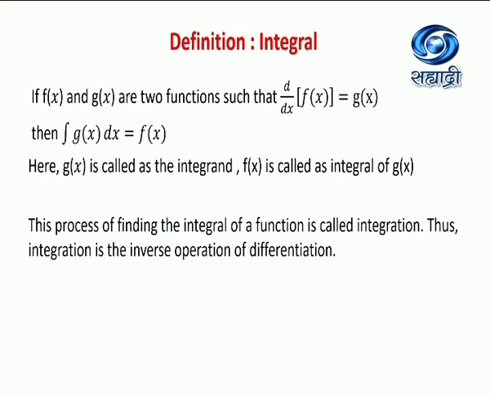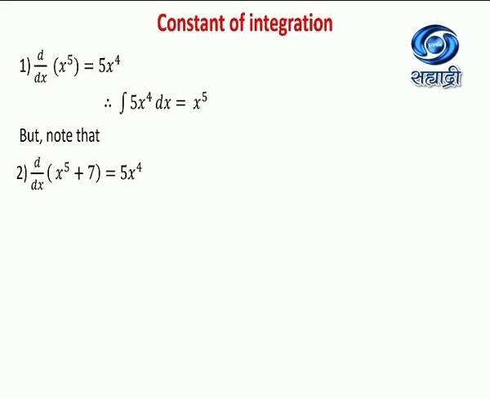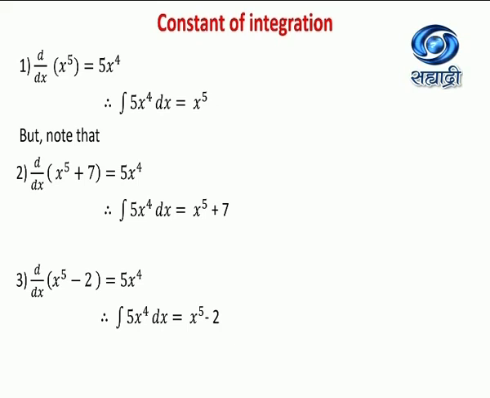The notation of integration was introduced by Leibniz. Now let us see one example. d by dx of x raised to 5 is equal to 5x raised to 4. Correct? So by definition of integration, integration of 5x raised to 4 dx is equal to x raised to 5. Also note that if we take d by dx of x raised to 5 plus 7, then the derivative is 5x raised to 4. Also integration of 5x raised to 4 is equal to x raised to 5 plus 7. d by dx of x raised to 5 minus 2 is equal to 5x raised to 4. Therefore, integration of 5x raised to 4 dx is equal to x raised to 5 minus 2.